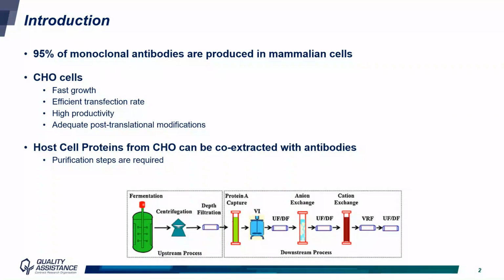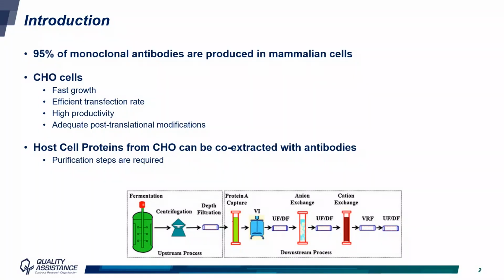The production of complex recombinant proteins, such as monoclonal antibodies, requires a system that has the cellular machinery capable of processing, folding, assembling, and post-translationally modifying the product to generate a required target protein. Today, 95% of the monoclonal antibodies are produced in mammalian cells, and especially in Chinese hamster ovary cells, or CHO.